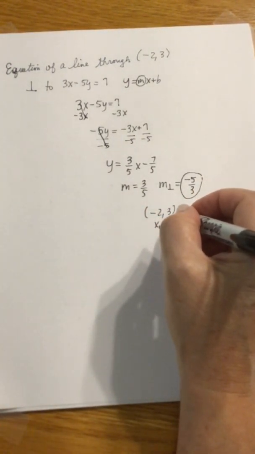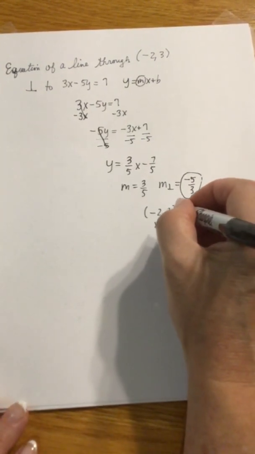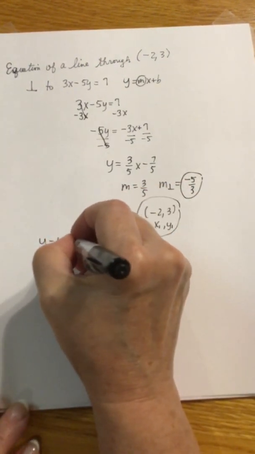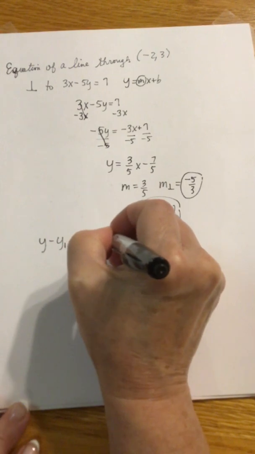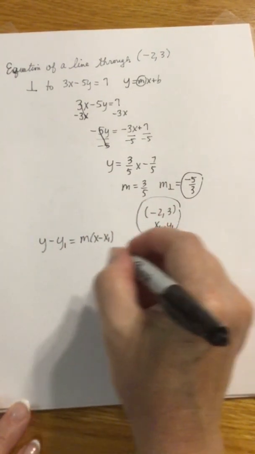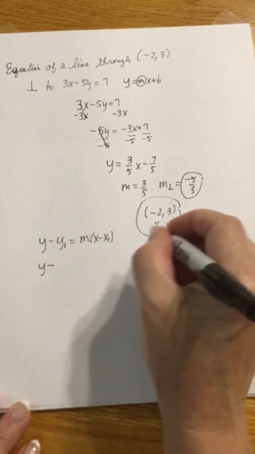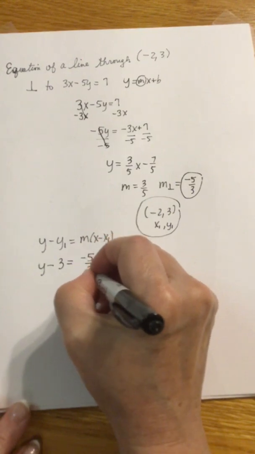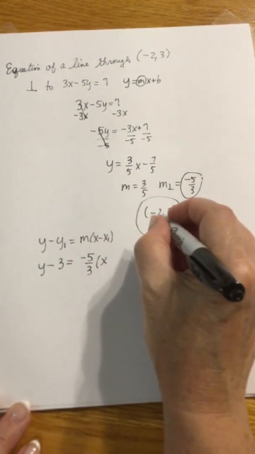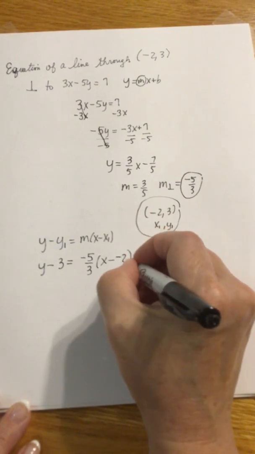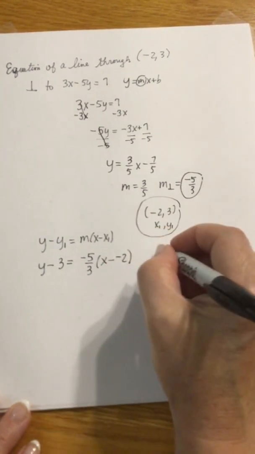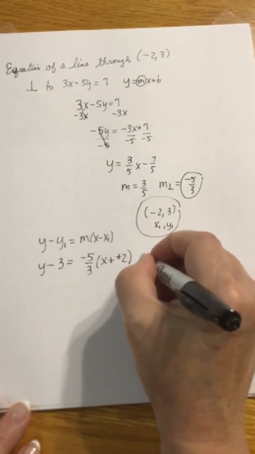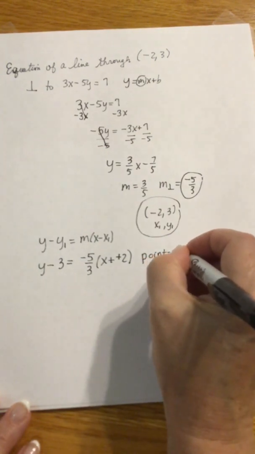So the first thing we're going to do is we're going to put it into point slope form because we've got a point and we've got a slope. So y minus y1 equals m quantity x minus x1. So we're going to put in y minus 3. M is negative 5/3. X minus a negative 2. So minus a negative, 2 negatives make a what? Positive, good. So this would be my point slope form.